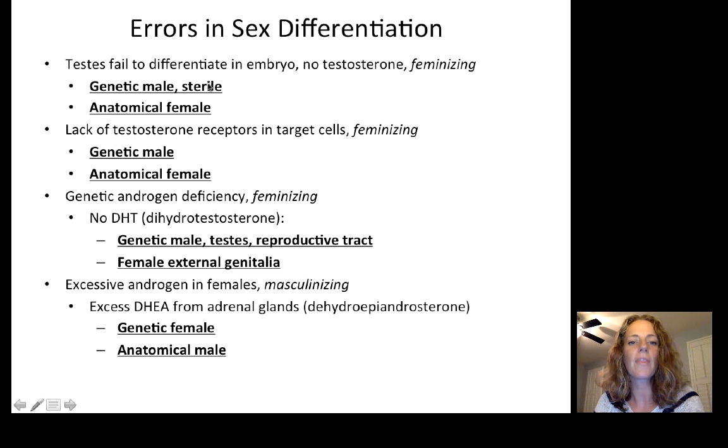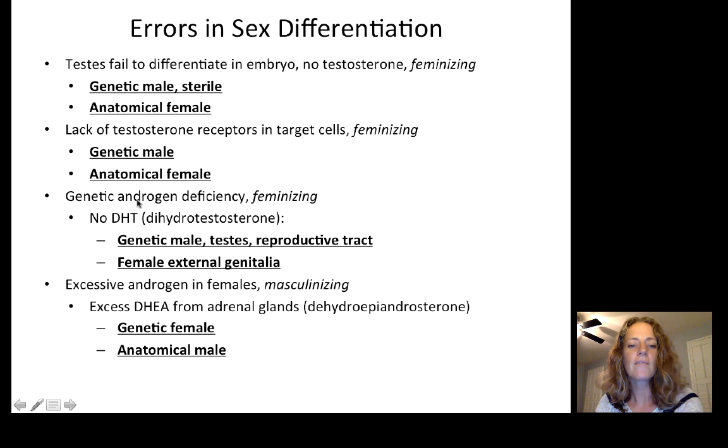Because the testes were not there, or the testosterone was not there to induce the anatomy of the male to be produced. Lack of testosterone receptors in target cells is also possible, and that is feminizing as well. In this case, the testes are functioning fine, testosterone is being produced, that is genetically male, but anatomically female because the anatomy could not respond to the signals that were being sent out.